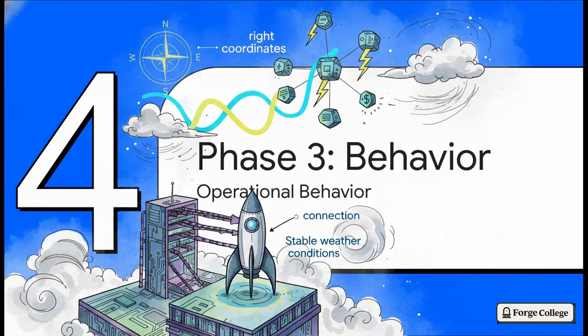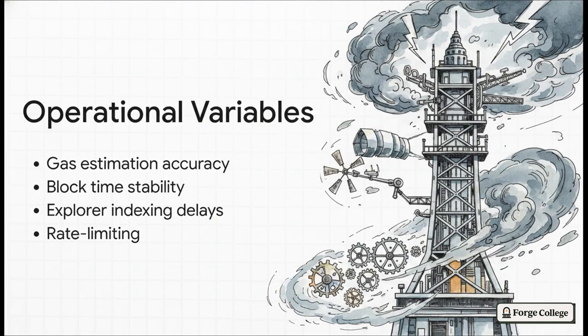Which brings us to Phase 3, operational behavior. So we have a connection and we have the right coordinates. Now we need to make sure the weather conditions around our launchpad are stable enough for a successful launch. This operational weather is influenced by several variables: gas estimation accuracy, block time stability, Explorer indexing delays, and rate limiting.